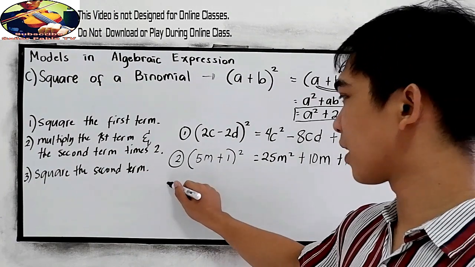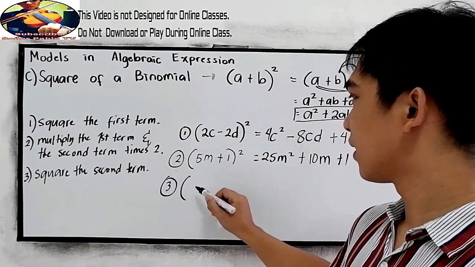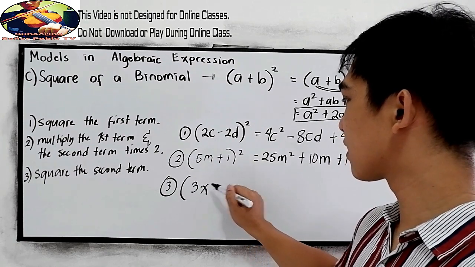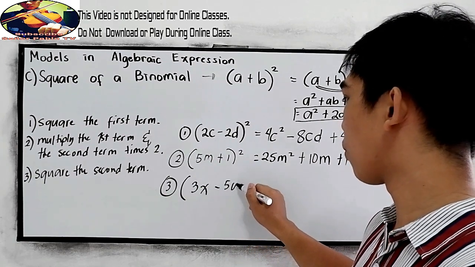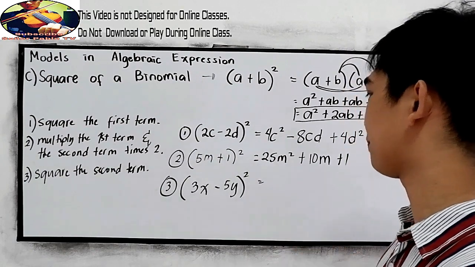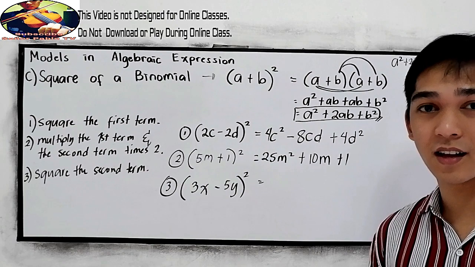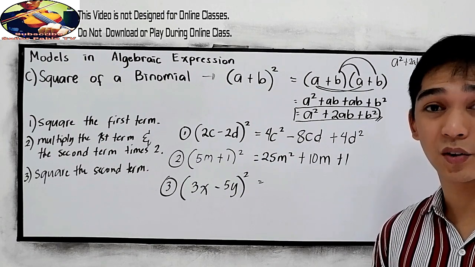Now, can you try number 3? Let's say we have 3x minus 5y raised to 2. If you want to try number 3, pause the video and answer. After answering, resume watching to check your answers.